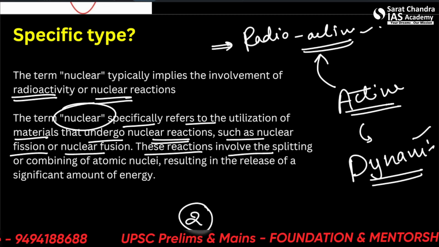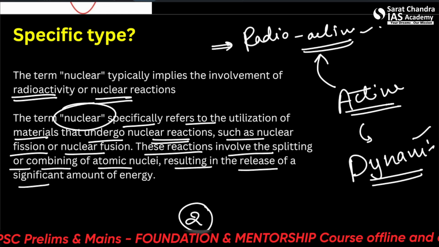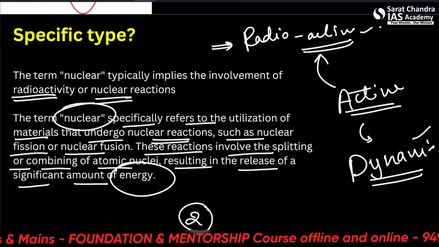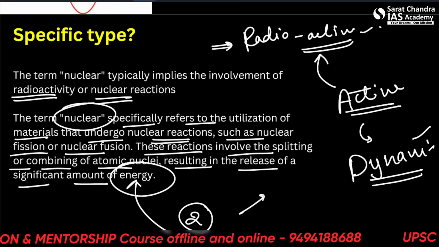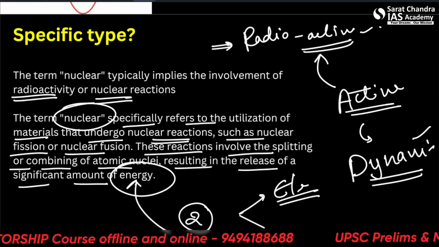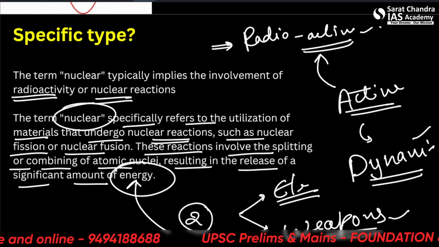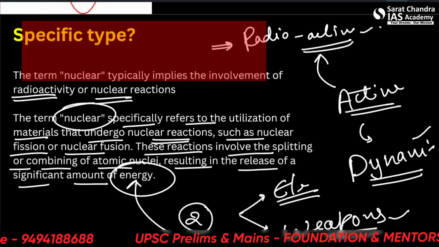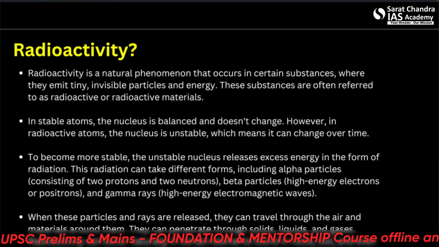So these reactions involve the splitting or combining of atomic nuclei, resulting in the release of a significant amount of energy. This energy is very important for us, as ultimately this is the energy that we use in both electricity production as well as nuclear weapons. Alright, so we'll see how this energy comes. So let's first talk about radioactivity.